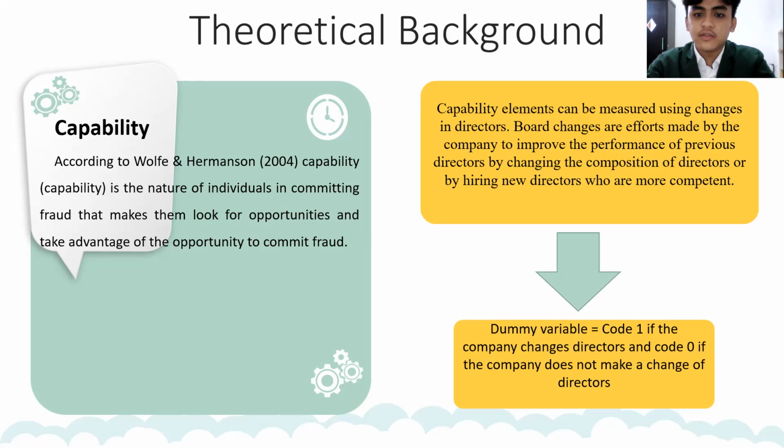I'm using change of director to measure the capability element, using a dummy variable: code 1 if the company changes the director, and code 0 if the company doesn't.